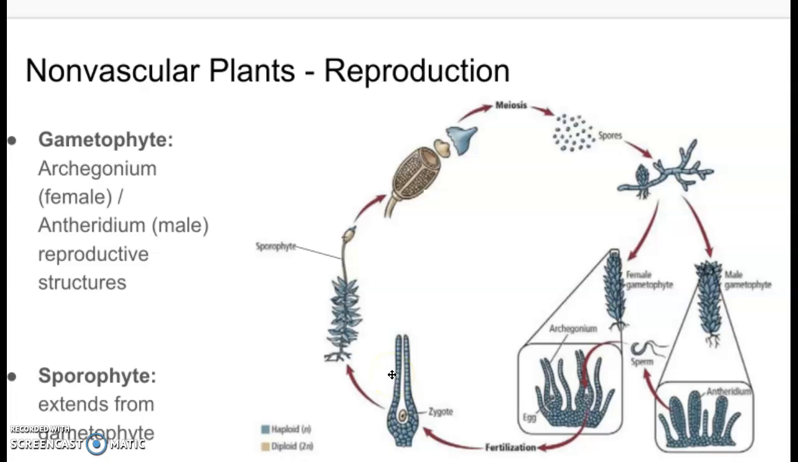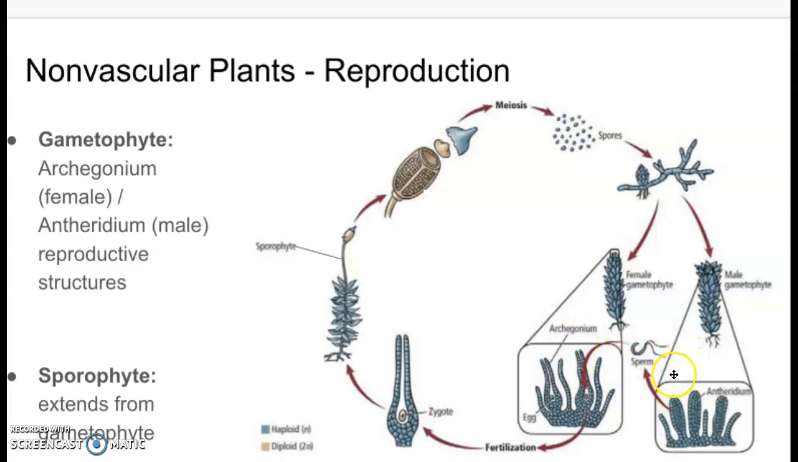Now, notice that we're going to start here with the spores. So you have these spores that then fall into the ground if the conditions are good, and they will then begin to develop and grow. As they develop and grow, they will have two different types of leaves. Now, some mosses have both types of leaves, female and male. Some mosses may only be female and some mosses may only be male.